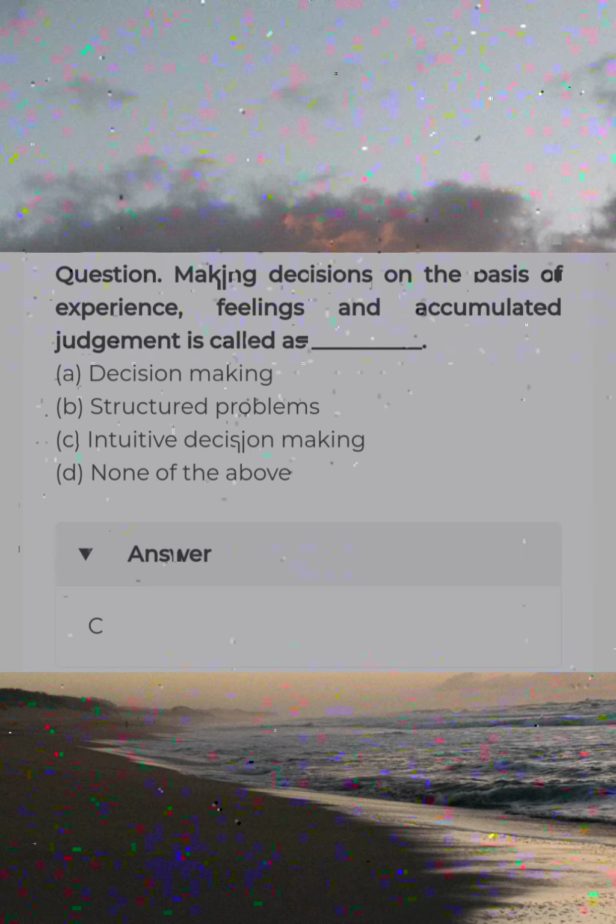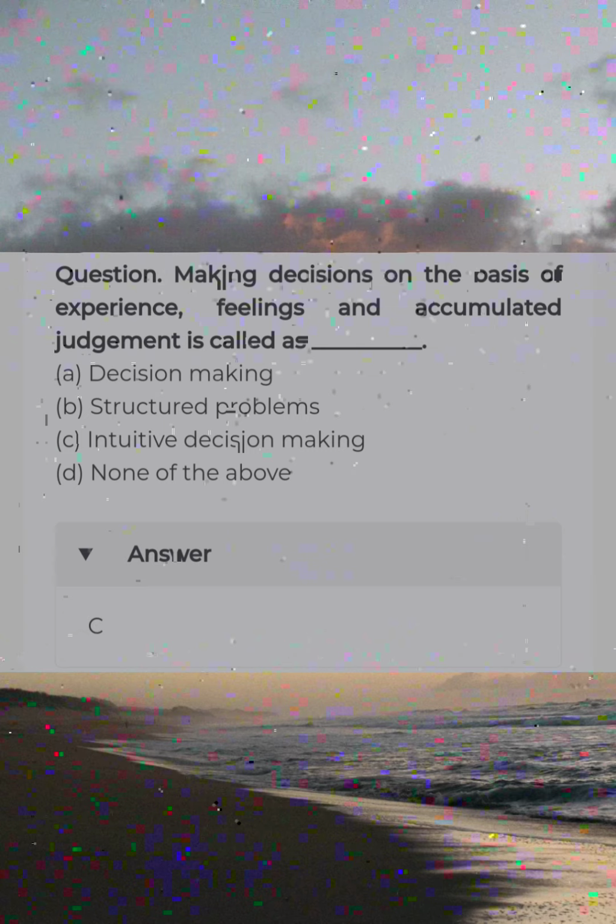It helps to save time, money and efforts and increase efficiency. Answer D, method. Numbers of part-time members in NITI Aayog is, answer C, not exceeding 2. Who presides over the National Development Council? Answer A, Prime Minister. Minimum age for membership of panchayat is, answer B, 21 years.